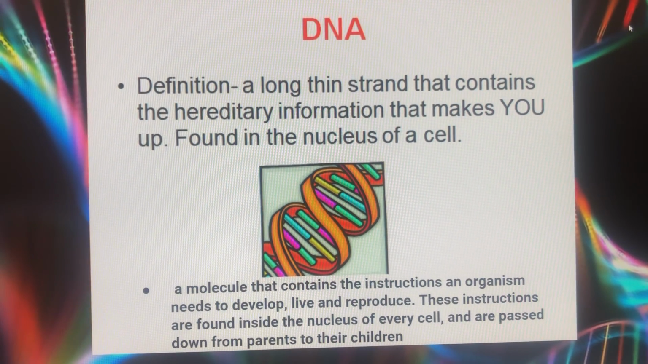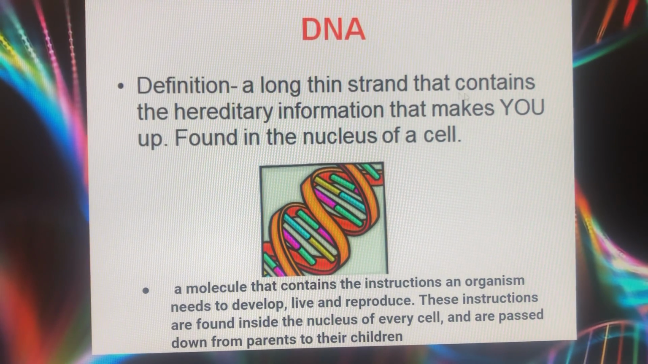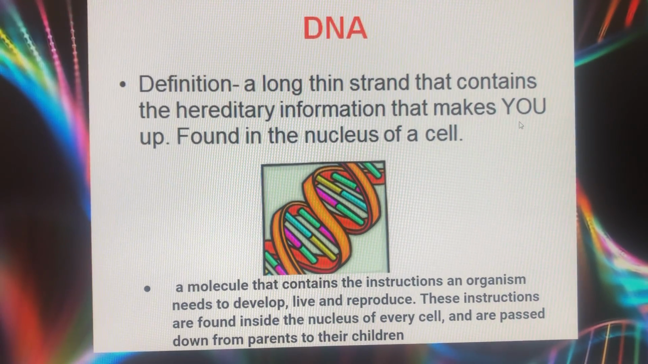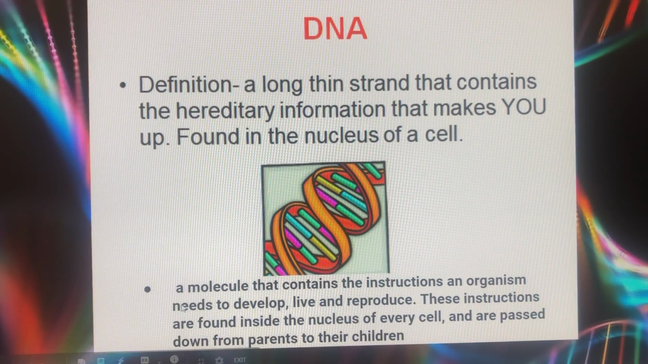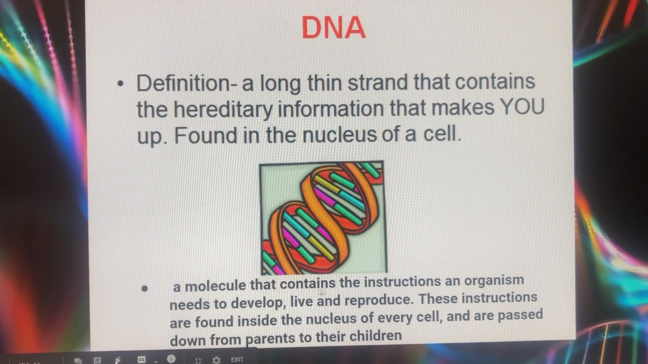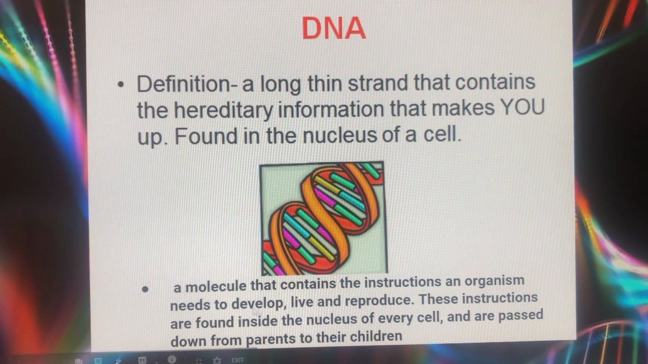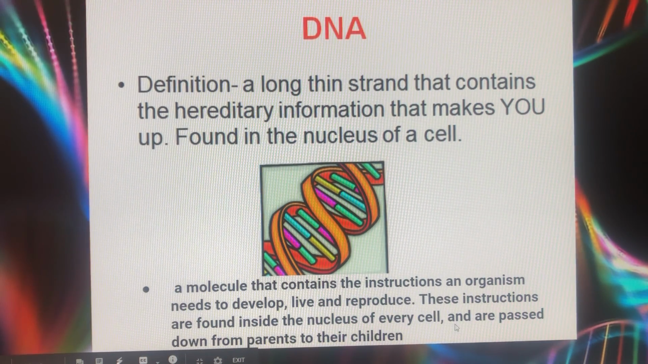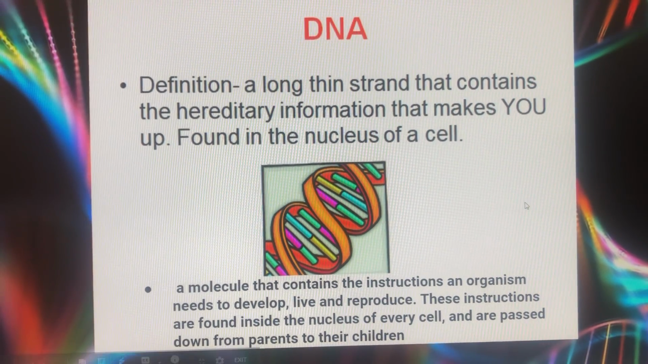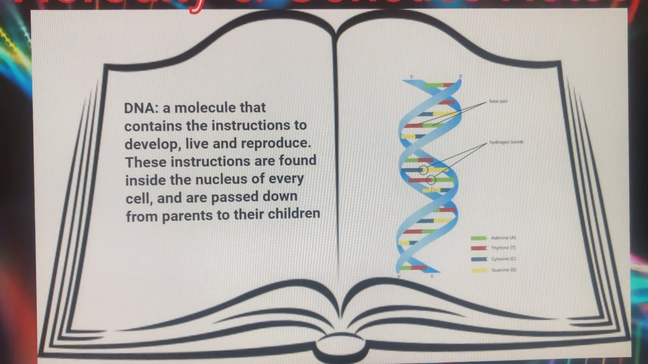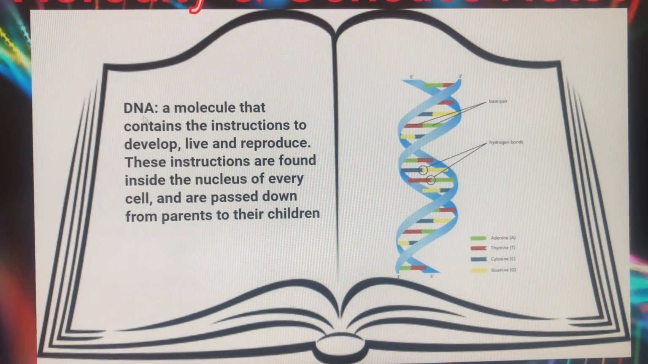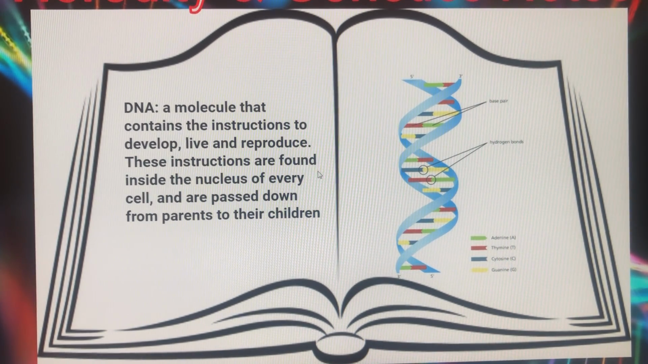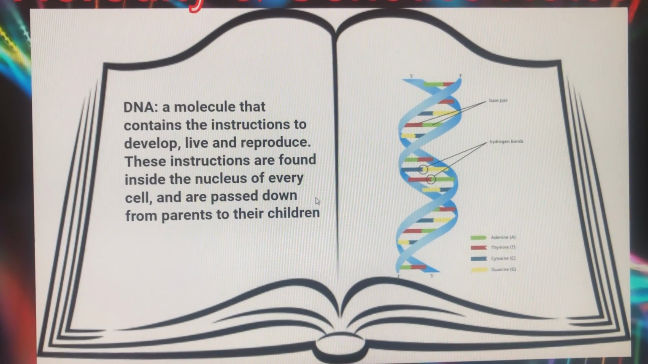Okay, let's take a look at DNA. DNA is a long, thin strand that contains the hereditary information that makes you up. It's found in the nucleus of a cell. Another way that we can define DNA, it is a molecule that contains the instructions an organism needs to develop, live, and reproduce. These instructions are found inside the nucleus of every cell and are passed down from parents to their children. For your ISN entry, for your notes, DNA is a molecule that contains the instructions to develop, live, and reproduce.